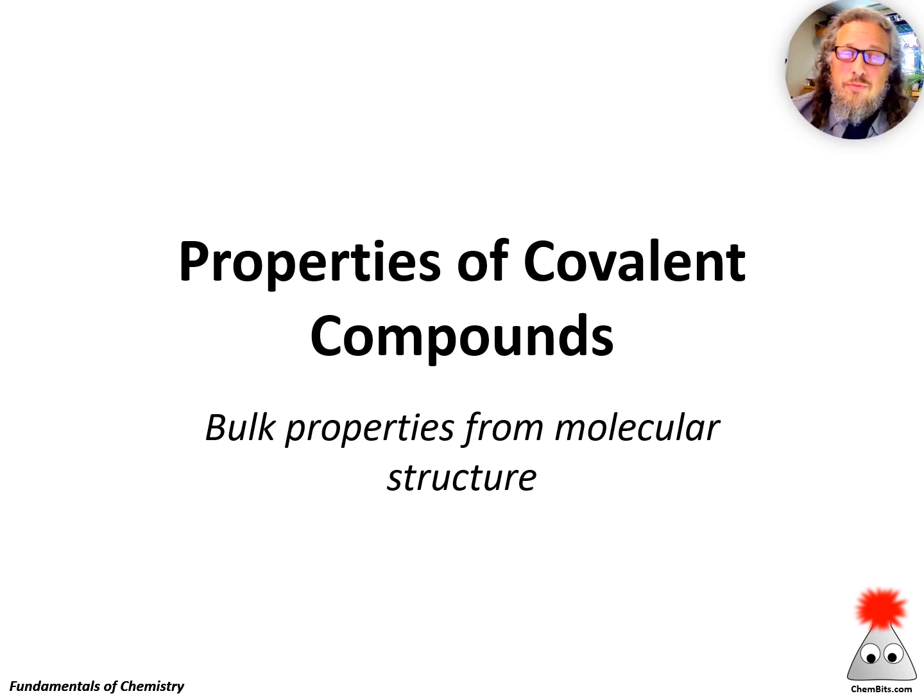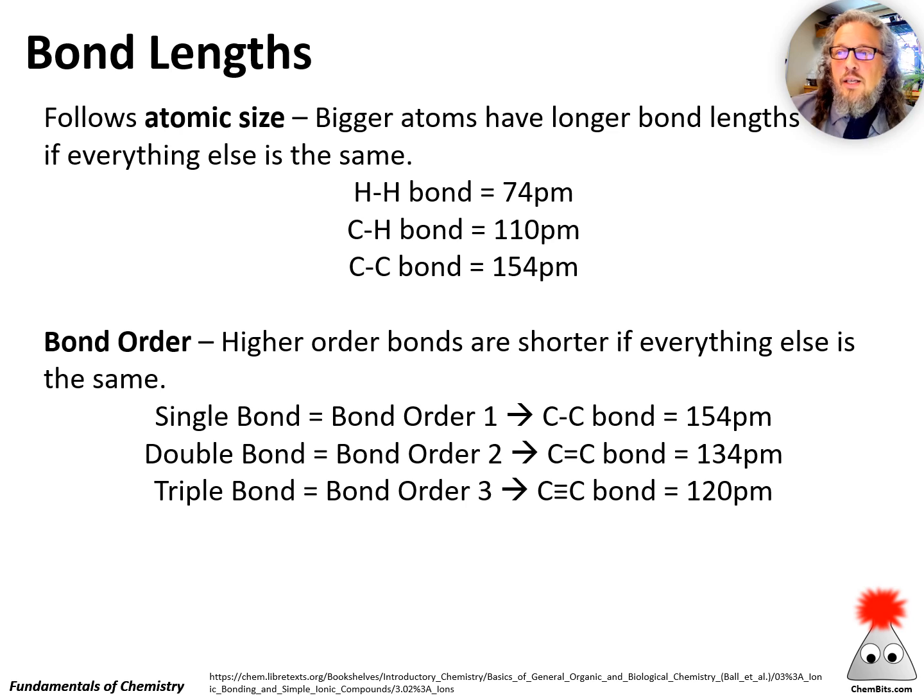One of the fun things, for me at least, about looking at covalent compounds is that if we look down at the molecular level details and the structure of those covalent compounds, we can make predictions about not just microscopic properties, but also macroscopic properties of the resulting material. So first of all, what about bond length?